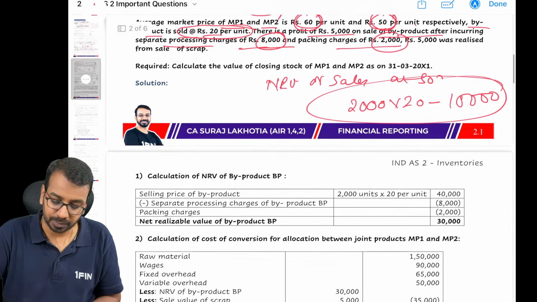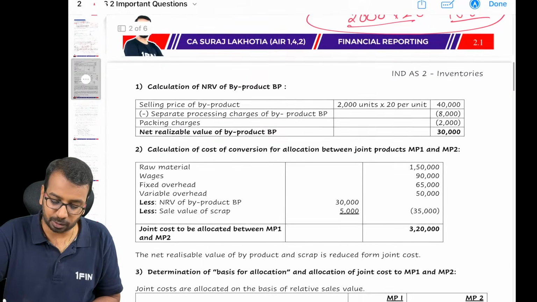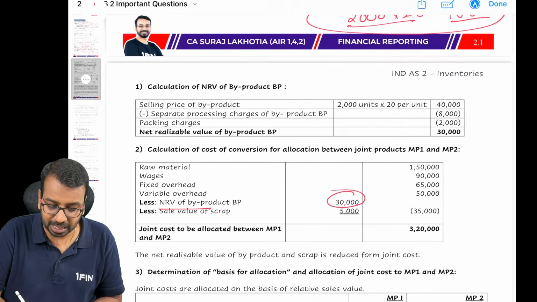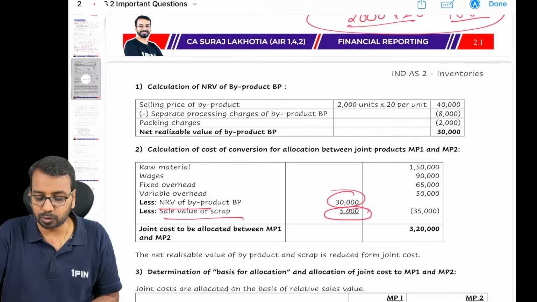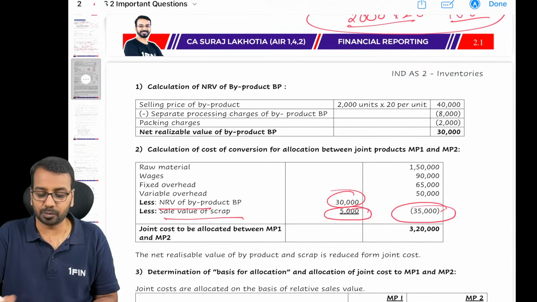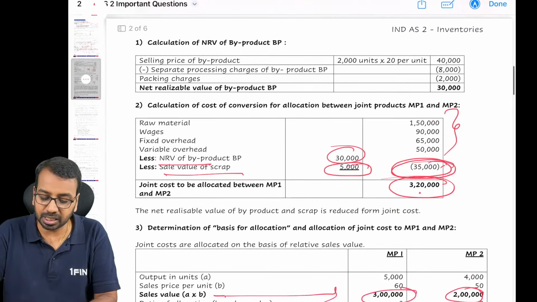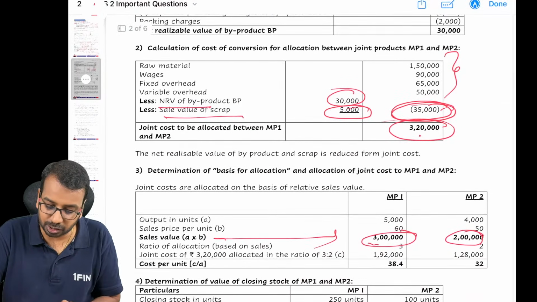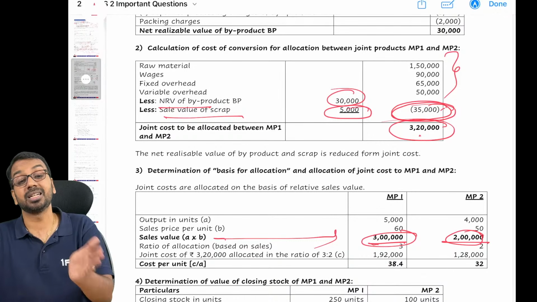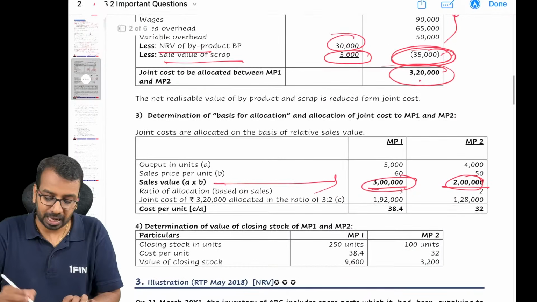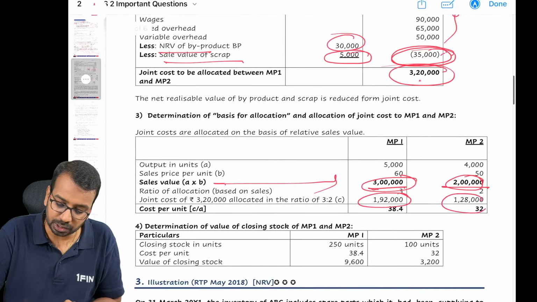Okay. Then how much is this? 40,000 minus 10,000, we will reduce 30,000. NRV of scrap will also be reduced. So total reduction is 35,000. Total cost minus NRV, you will get the joint cost. This 320 will be allocated in the ratio of 3 lakhs and 2 lakhs, that is 3:2. After that, you get the joint cost for each of the product.